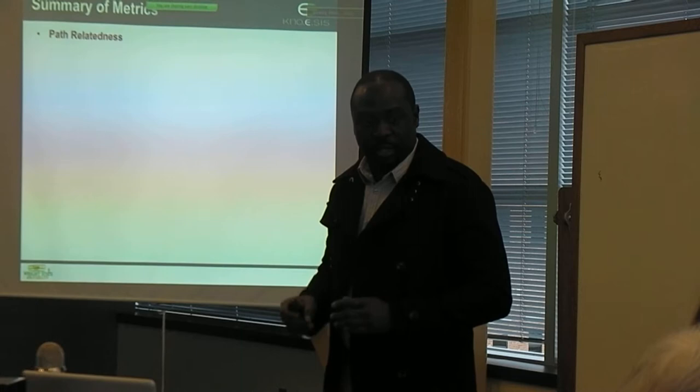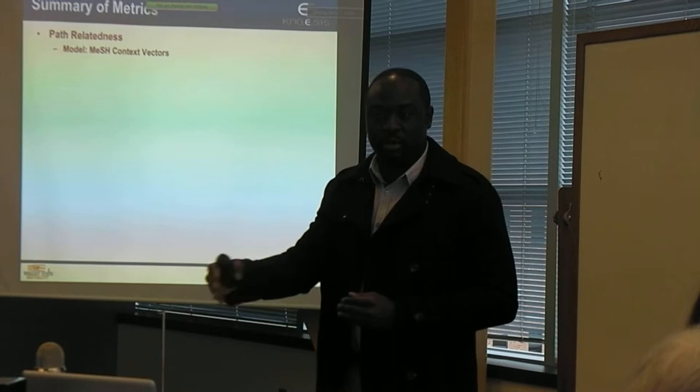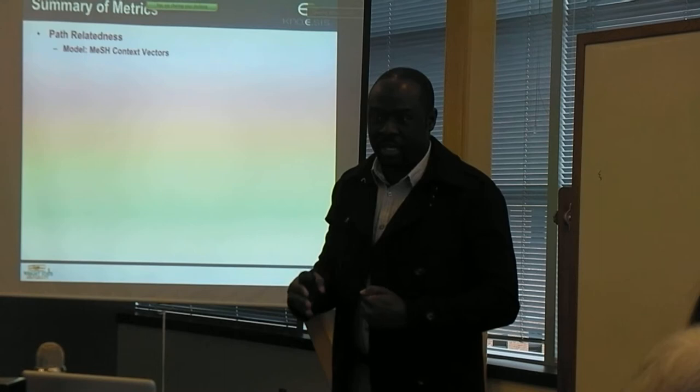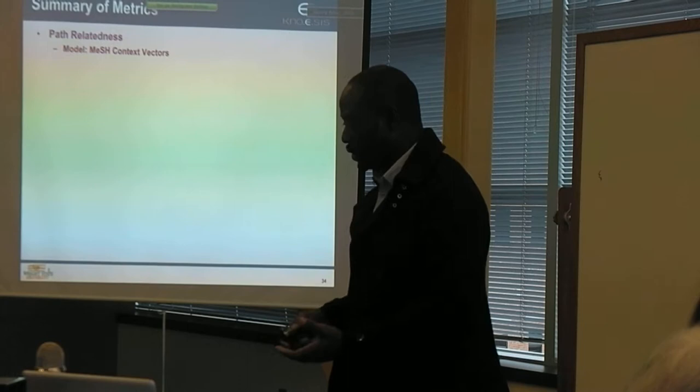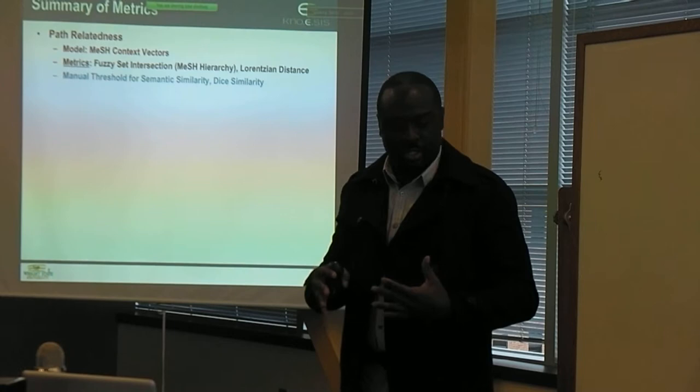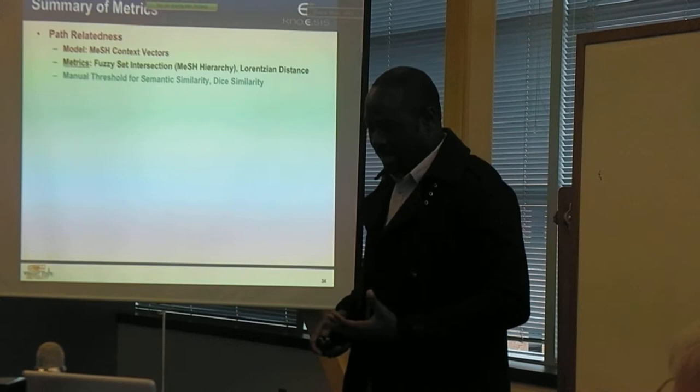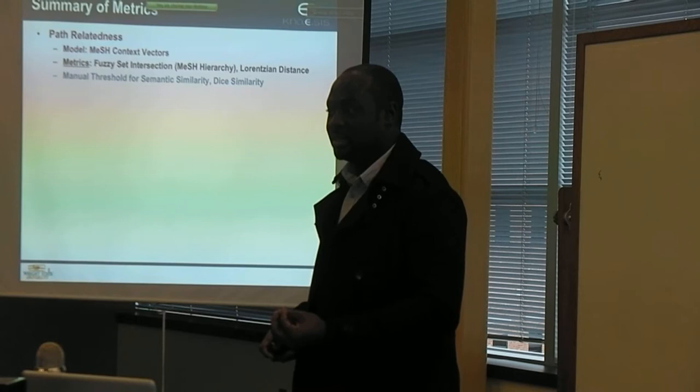I have computed the relatedness between two paths. Each path is represented as a vector of MeSH descriptors. That's because each path consists of a set of triples. Each triple, or each predication, occurs in a document that's been tagged by humans with MeSH descriptors. So you have a vector, essentially, of MeSH descriptors for a triple based on all the documents where that triple occurs. We have, in fact, used this fuzzy set intersection business where we've expanded the context of a path by going into the MeSH hierarchy, using some log reduction, and we have a threshold for MeSH semantic similarity that I have set manually.